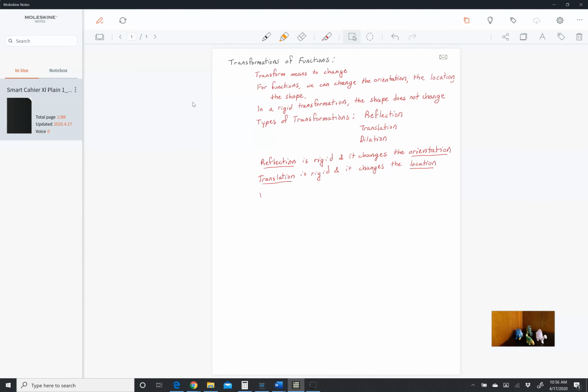And then finally, dilation is non-rigid, because when you dilate, you're making it larger or smaller. Okay, so think about your pupils dilating. If you've ever gone to the eye doctor and they've dilated your pupils, what they're doing is making them larger. So dilation is non-rigid, because in this one, it's changing the shape.